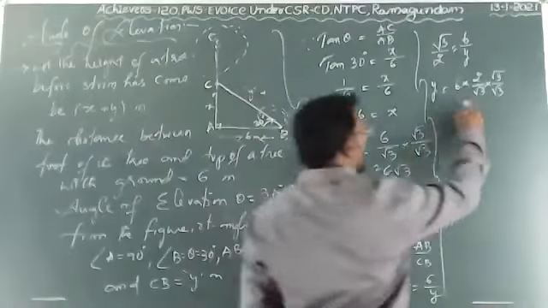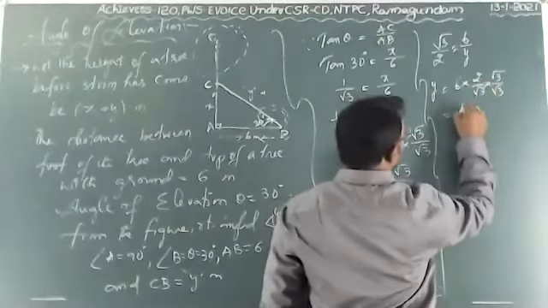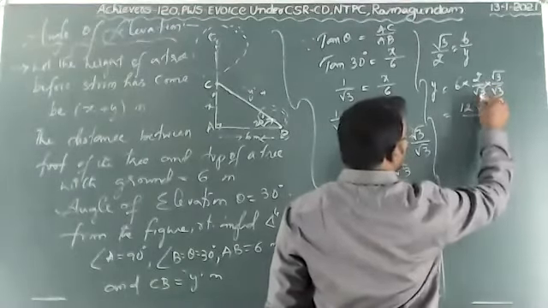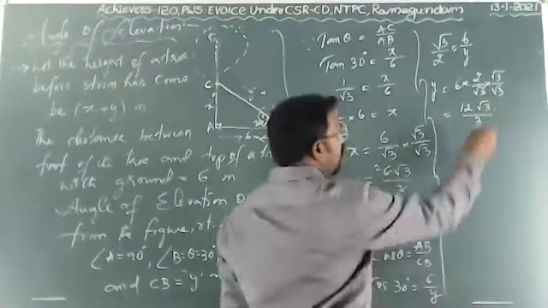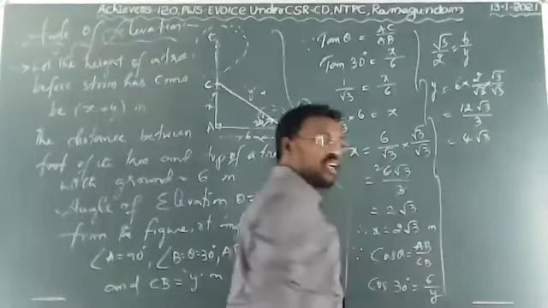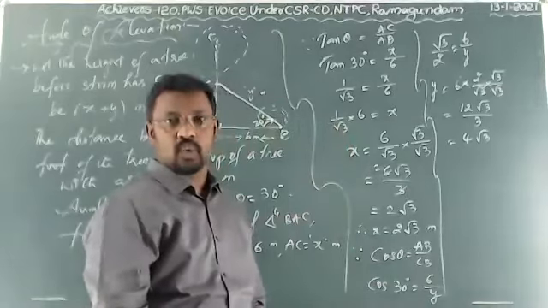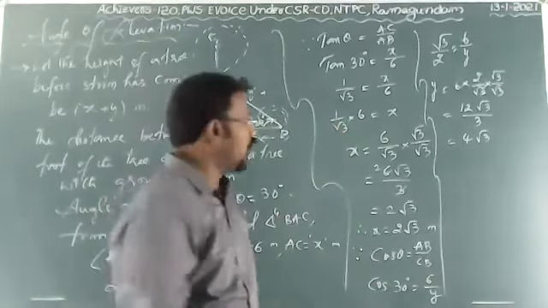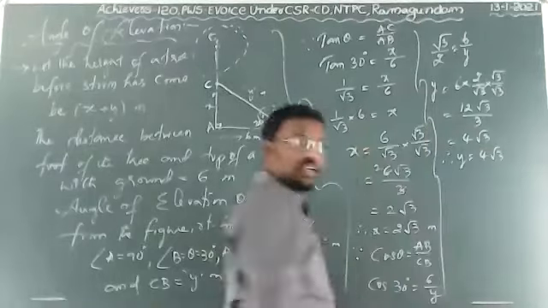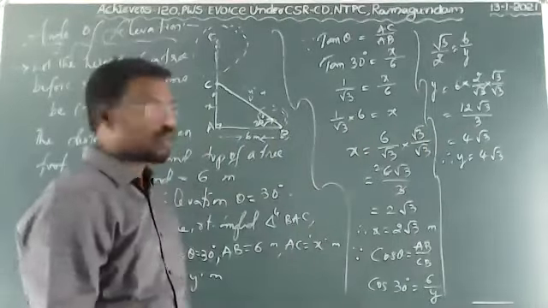Fine. Now this is 6 into 2, 12 root 3. Root 3 into root 3 is 3, and it gets cancelled. 3 ones are 3, 3 fours are 12 root 3. Therefore, y is equal to 4 root 3.